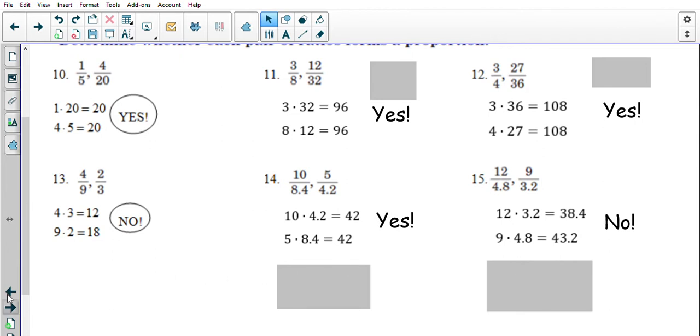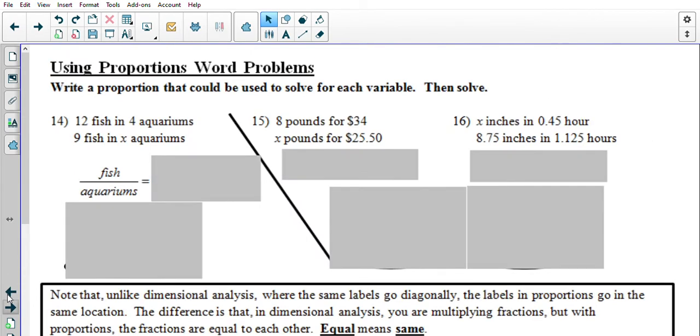All right, moving ahead to the next concept where we start to get into some word problems, some pretty straightforward ones. So this is numbered correctly, thank goodness, on here. So number 14, it asks us to write a proportion that could be used to solve for each variable.